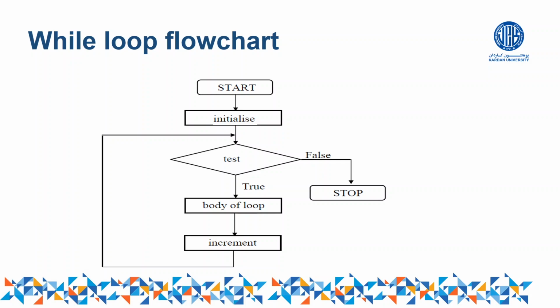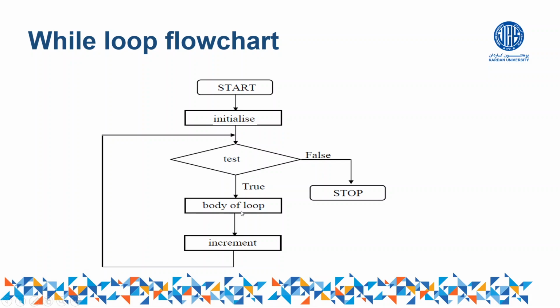So this is the general flow chart of the while loop. You can see this is basically the start. After the start, we have to initialize the counter variable. After the initialization is done, the next step is the condition. So we give a condition. If this condition is true, the body of the loop will be executed.